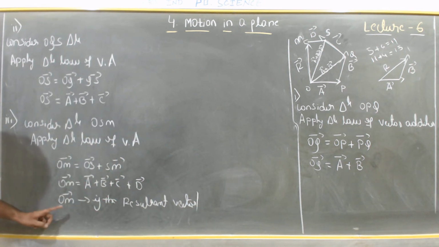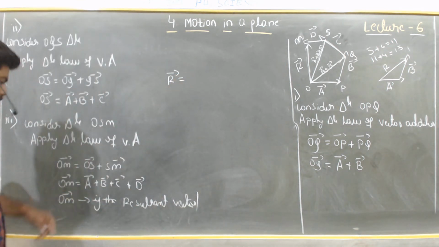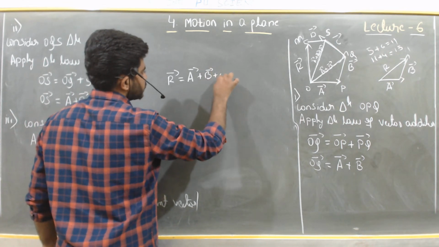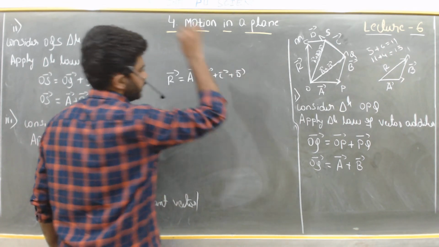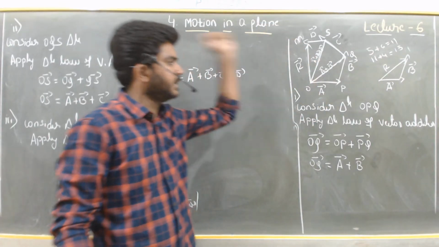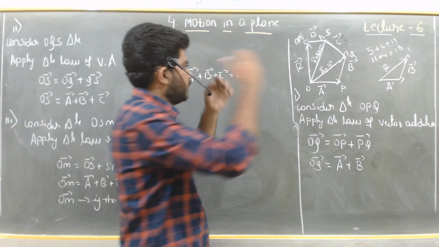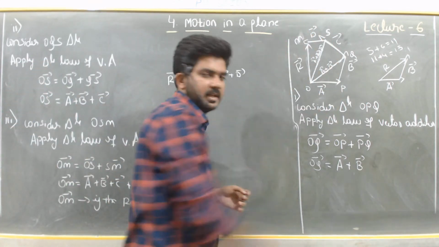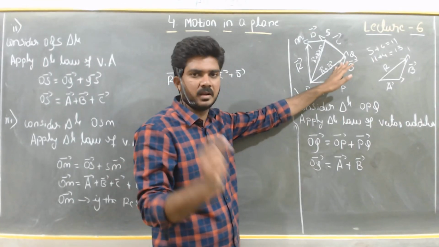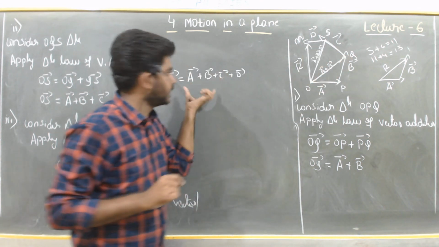Right. See here, in place of OM I am going to write vector R is equal to vector A plus vector B plus vector C plus vector D. See, in this way we have to apply the triangle of vector addition. Simply we cannot write vector A plus vector B plus vector C plus vector D. So to avoid those things we have the one perfect law. If we go through that perfect law we can write this result.